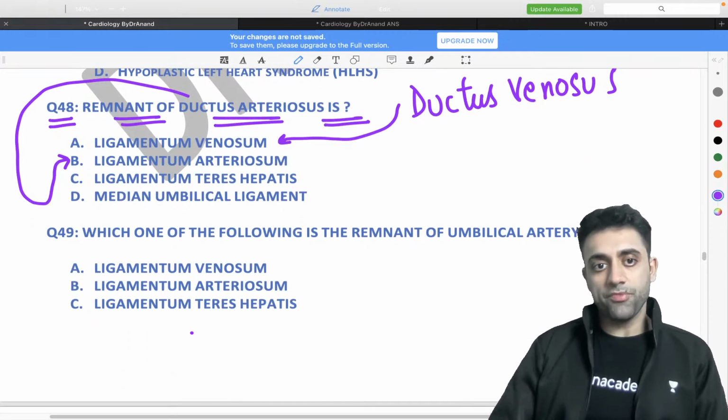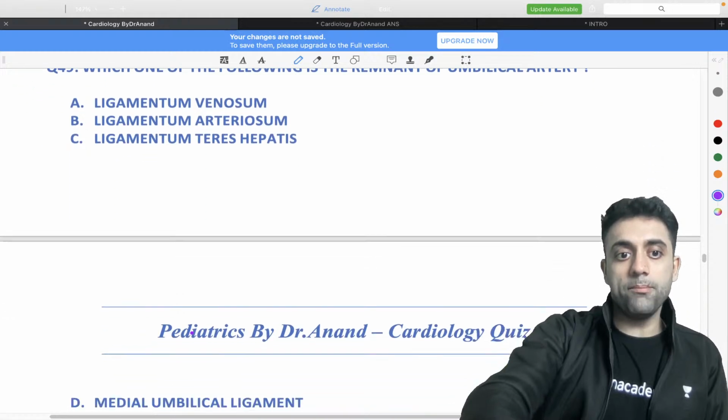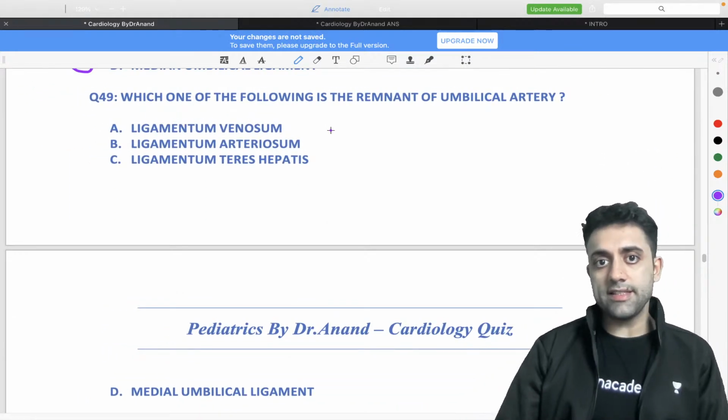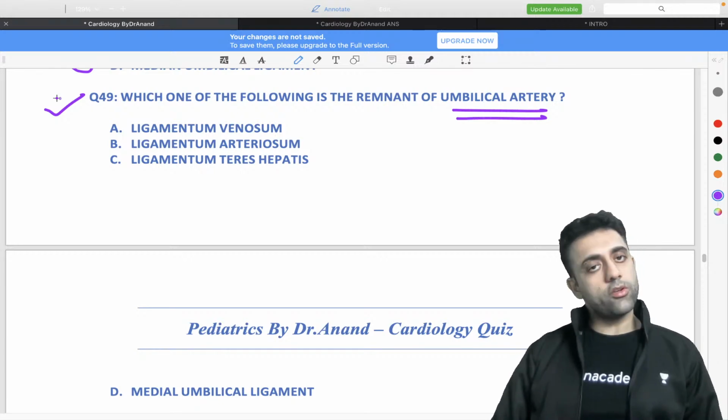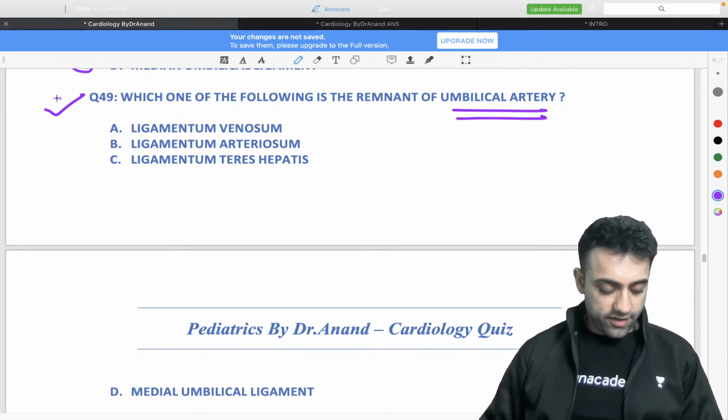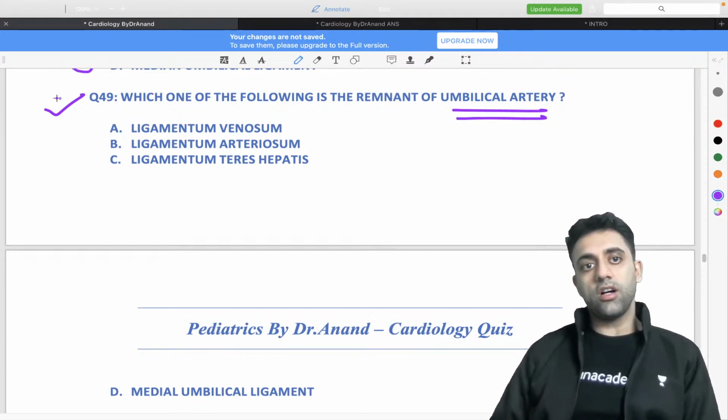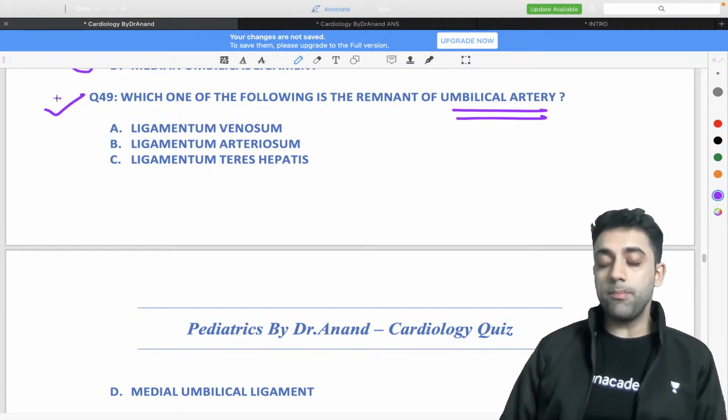Question number 49. Which of the following is the remnant of umbilical artery? Good question. Total 100 questions we have to do. It's already 4:45. So, which one of the following is the remnant of umbilical artery?